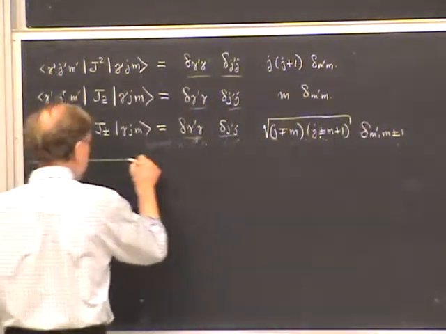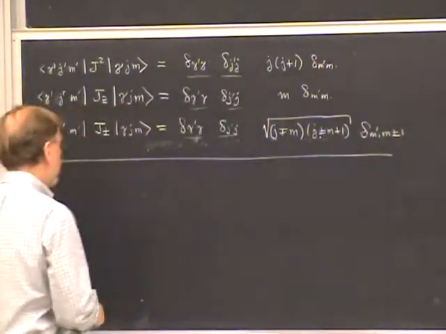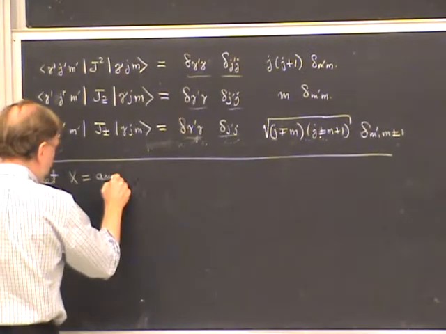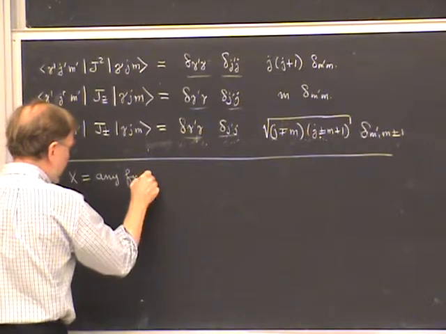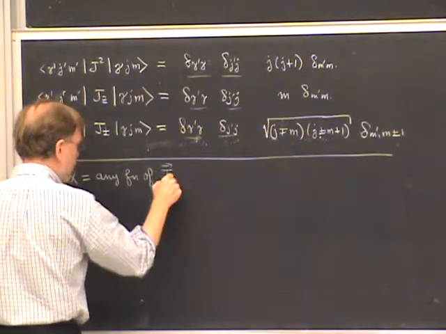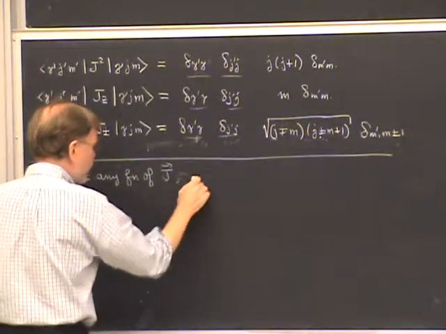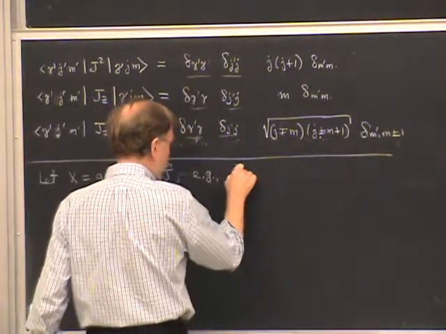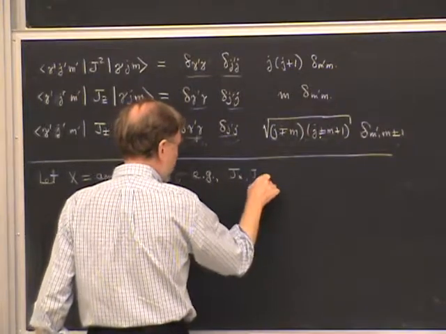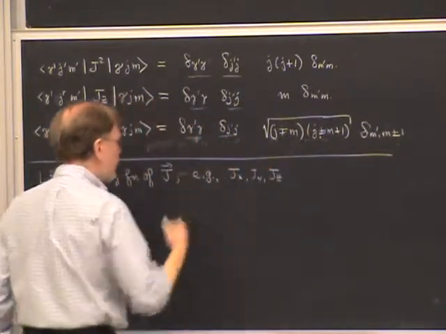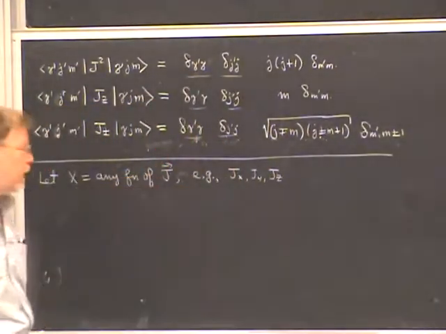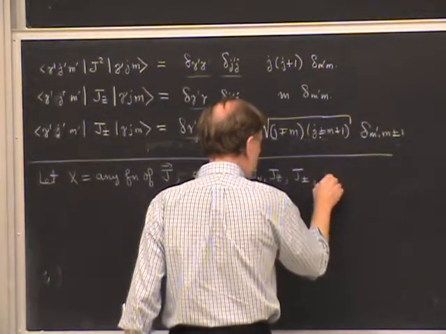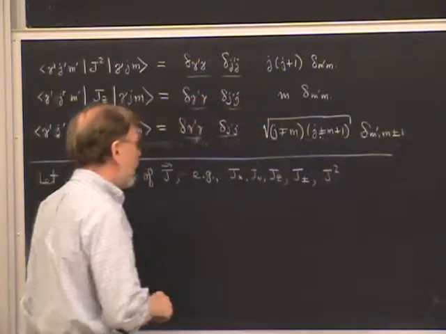of any generality. To be general about this, let me make the following notation. Let x be equal to any function of the angular momentum operators, which is j vector here. And just to give you a whole list of examples, this would include the components of angular momentum, which is jx, jy, and jz. I called them j1, 2, and 3 in the last lecture, but it's the same as jx, jy, and jz. Also, the raising and lowering operators, j plus and minus. Also, j squared, the Casimir operator.